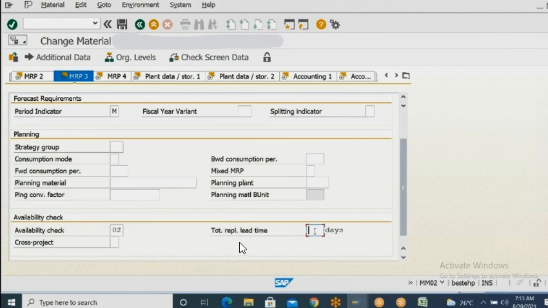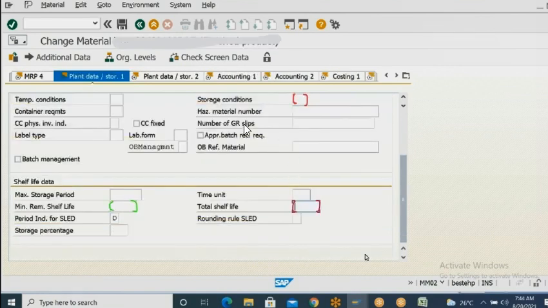Next, here we have total replenishment lead time. It is the total time taken to manufacture the goods and make the goods ready. This is applicable for only finished goods. The system considers this RLT time only if the stock is not available.